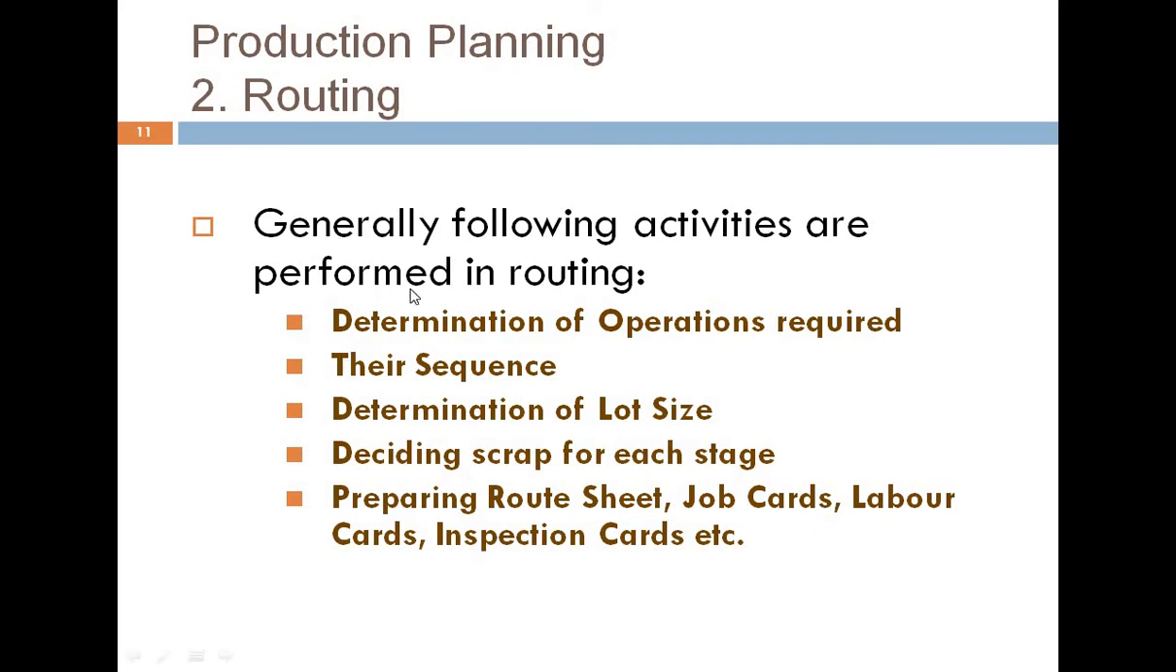Generally, these activities are performed in routing. Say, for example, determination of the operations required, how many operations there will be, what their sequence will be, what the lot size will be, deciding scrap, preparing the route sheet, job cards, labor cards, inspection card, etc. These also fall under routing. These are all the various activities carried out under the routing process, right?